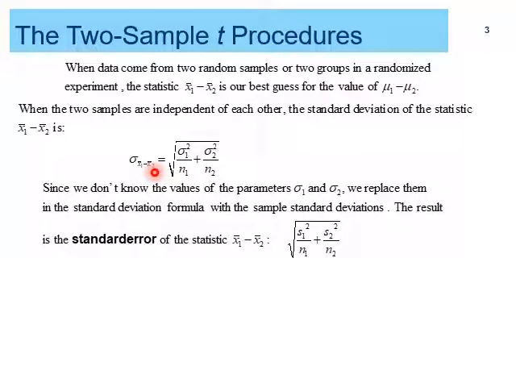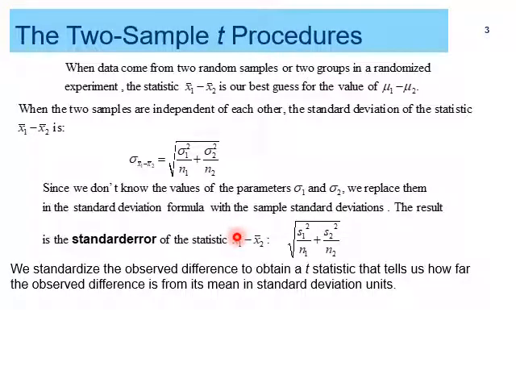Now, since we don't know the values of the parameters sigma 1 and sigma 2, we will replace them with the sample standard deviations, that is s. And the result is the standard error of the statistic x1 bar minus x2 bar. Now only the symbols are changed, and it's just showing you that we are using the standard deviation of the sample because we don't know the value of the standard deviation of the population.